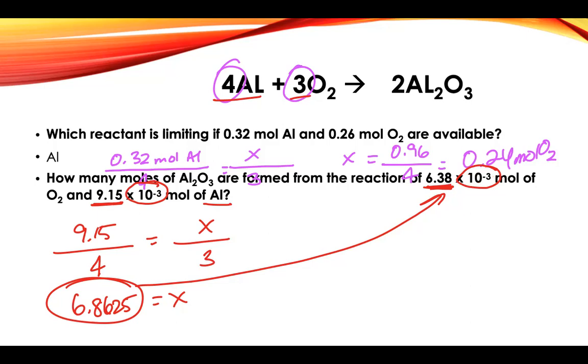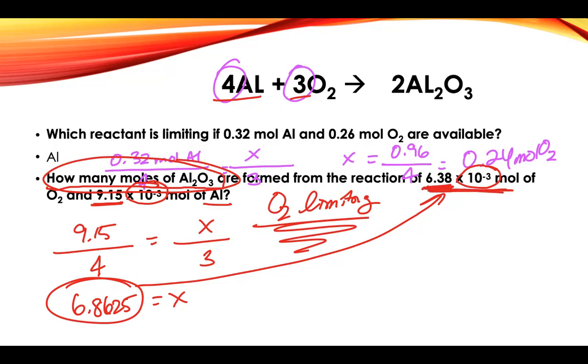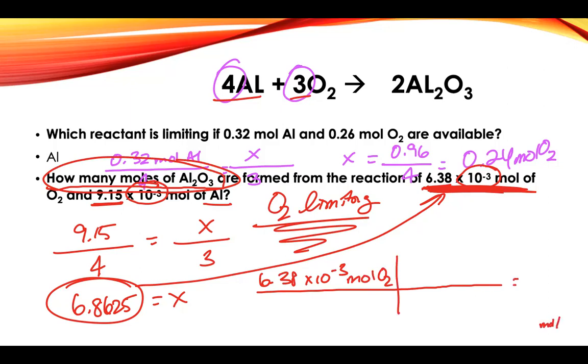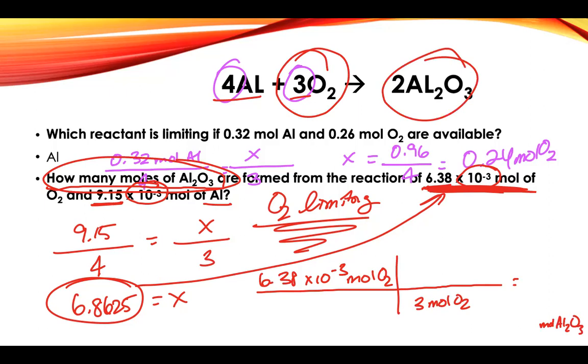Now that I've identified O2 is limiting, I can answer the question: how many moles of Al2O3 are formed? Sorry, I got very sloppy up here. I'm going to use this amount because this is the limiting reactant, 6.38 times 10 to the minus 3 moles of O2, and I'm going to calculate moles of Al2O3. So my balanced equation, 3 moles of O2, 2 moles Al2O3. 6.38 times 10 to the minus 3 times 2 divided by 3, and I get 4.25 times 10 to the minus 3.